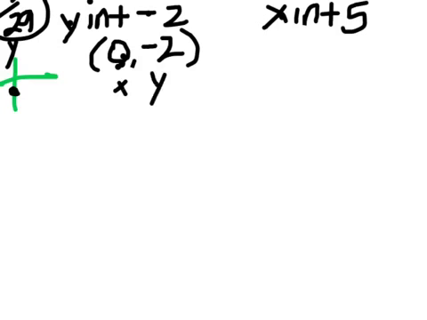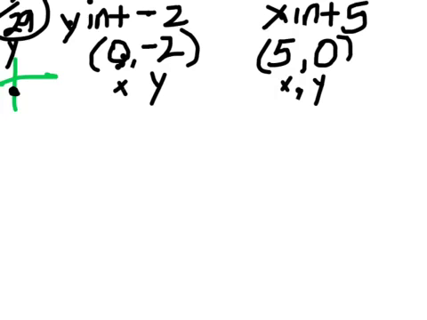Similarly, for the x-intercept, here's my x, here's my y, right? If it's an x-intercept, I set the opposite variable equal to 0, so I set y equals 0 for the x-intercept, and it's telling me that x is 5 here. So those are the 2 points I want to use.